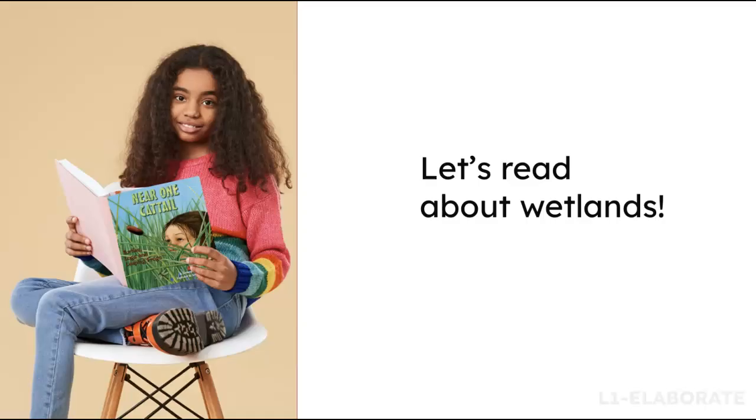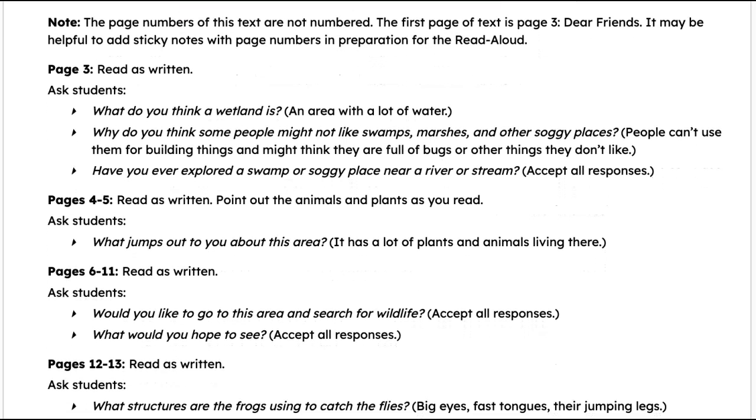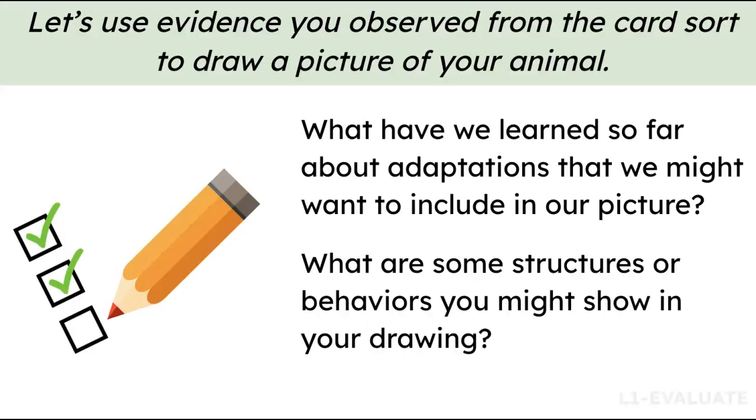For the Elaborate portion, you'll read Near One Cattail as a class. Be sure to use the Read Aloud guide for discussion questions to complete the summary chart. For the Evaluate portion, you'll use the list of plants and animals that live near water to either assign an animal to each student or let each student choose an animal they would like to learn more about. As you move through the unit, students will apply what they learn to research and explain how their chosen animal uses its adaptations to survive, grow, and reproduce.